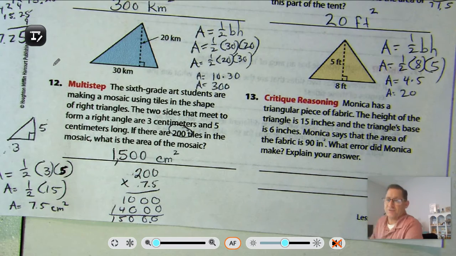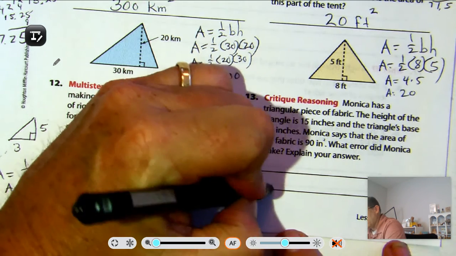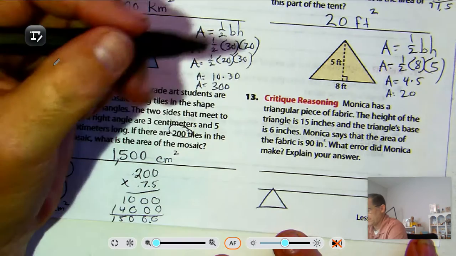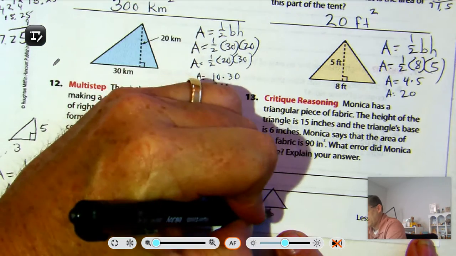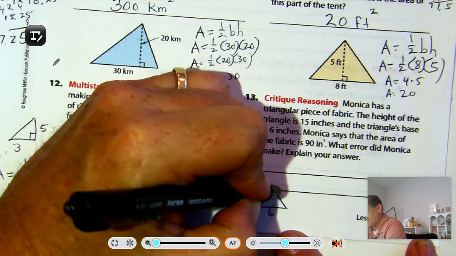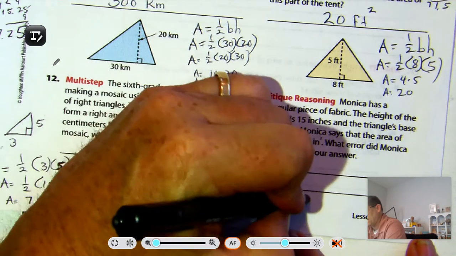13. Monica has a triangular piece of fabric. The height of the triangle is 15 inches and the triangle's base is 6 inches. Monica says the area of the fabric is 90 inches squared. All right, so let's see here. Just something like this, a base of 6 and a height of 15.